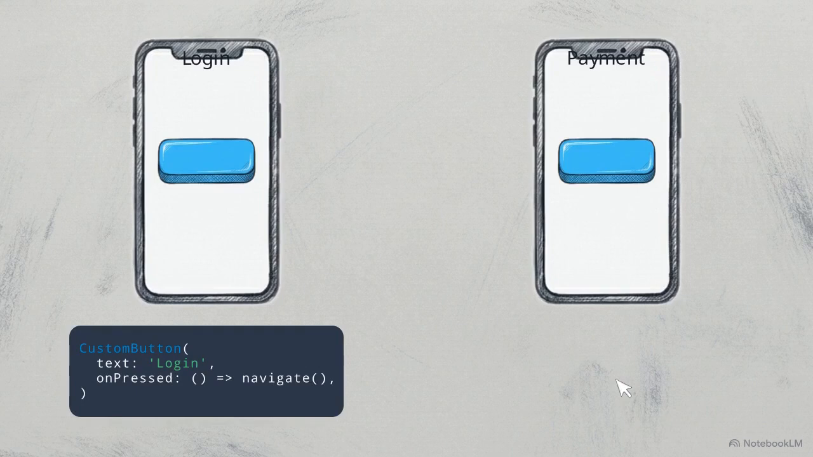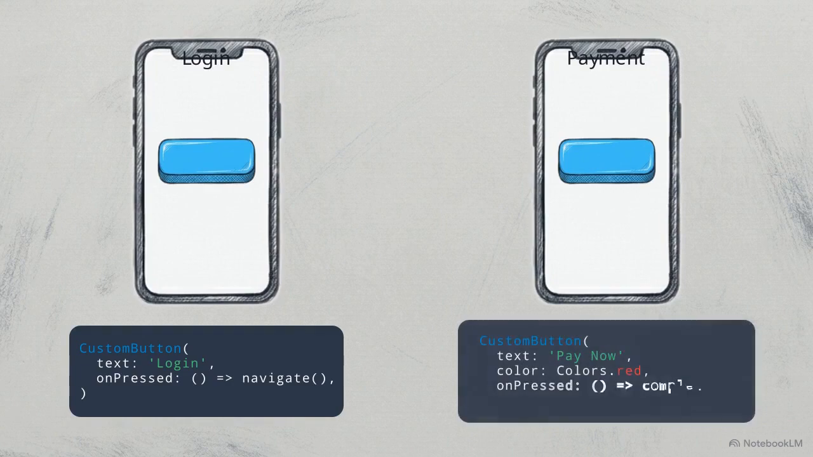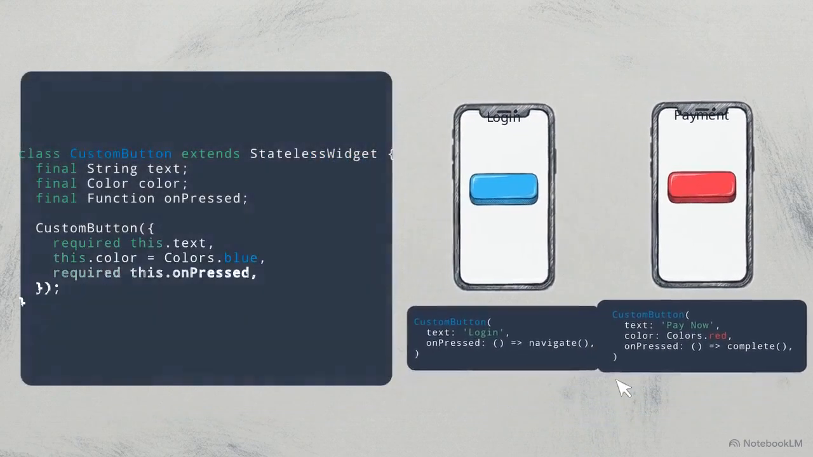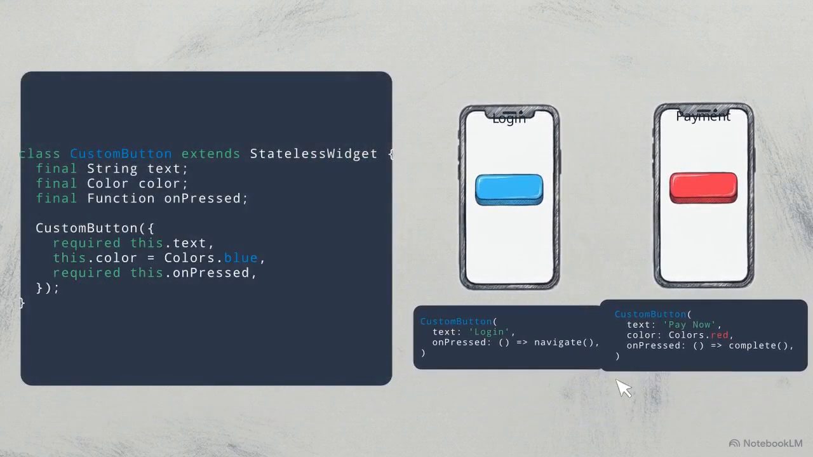We repeat the cleanup on the payment screen, stripping out the old duplicated layout. We instantiate the custom button again, but this time we override the default color with a custom red value for the payment confirmation. When the client requests a global change to green, we update the default color in the core CustomButton class on the left. As the code changes, the mobile emulator on the right updates instantly, propagating across every screen simultaneously.